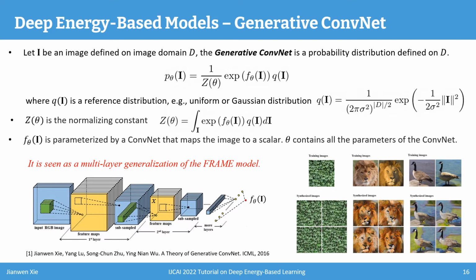Let I be an image. The generative ConvNet model is a probability distribution defined on the image domain. Q is a reference distribution, for example, a uniform or Gaussian distribution. Z is the normalizing constant. f is parameterized by a ConvNet structure that maps the input image to a scalar. Theta contains all parameters of the ConvNet. This tutorial will use the generative ConvNet as an example to introduce deep energy-based modeling and learning.